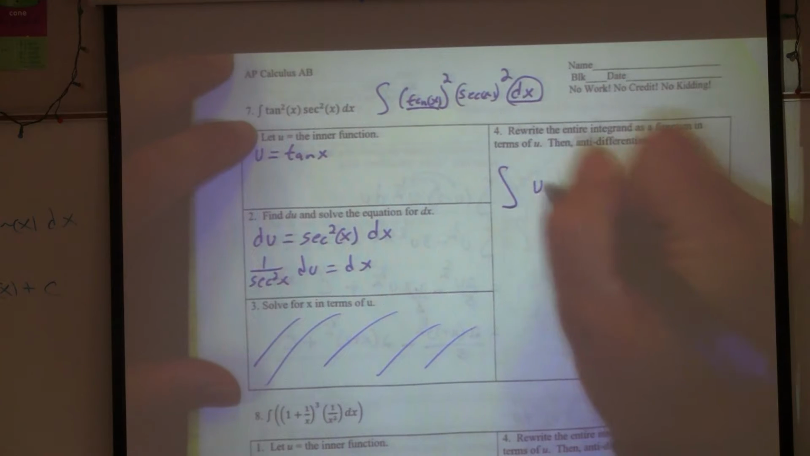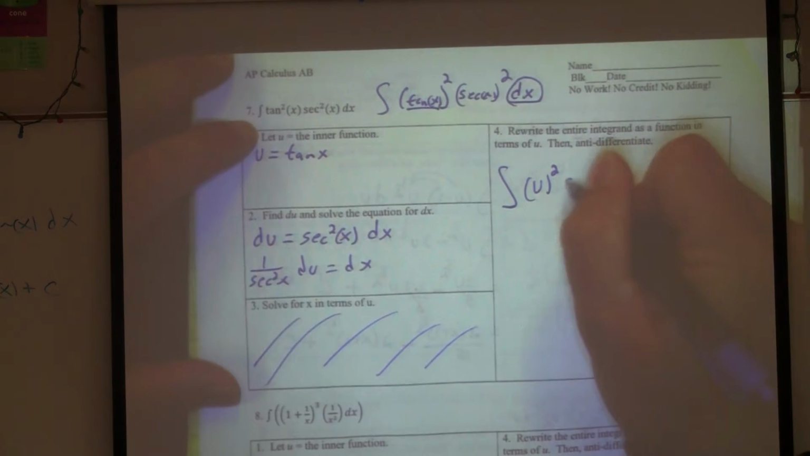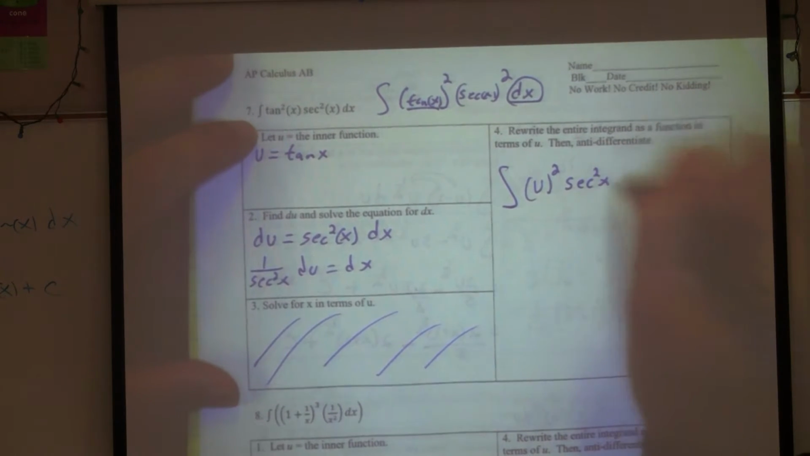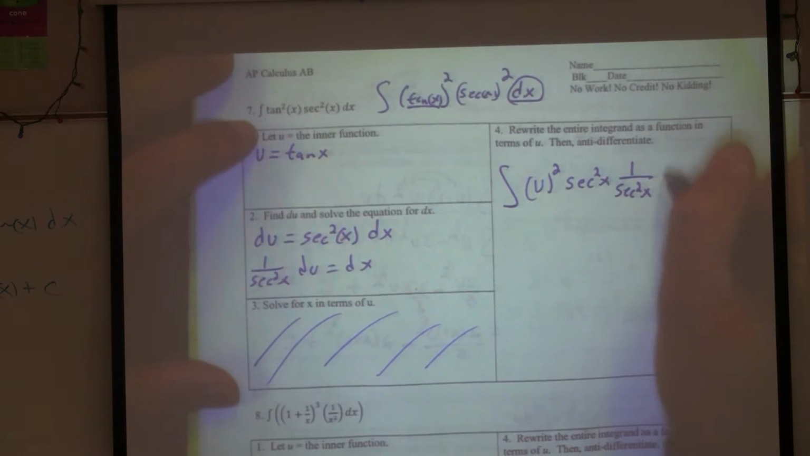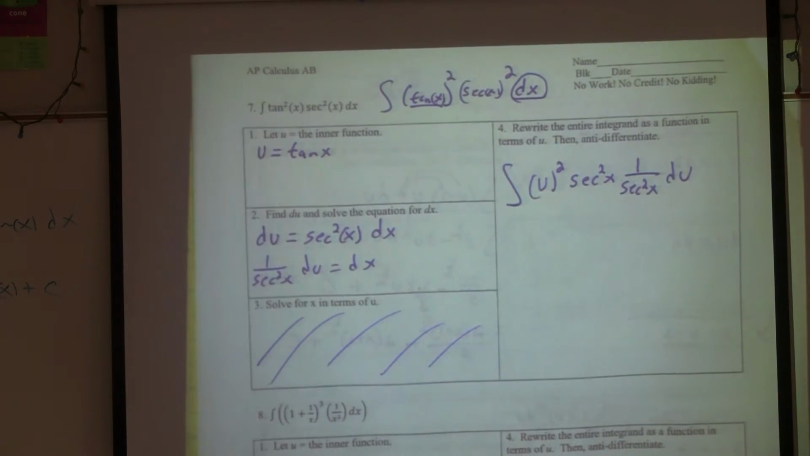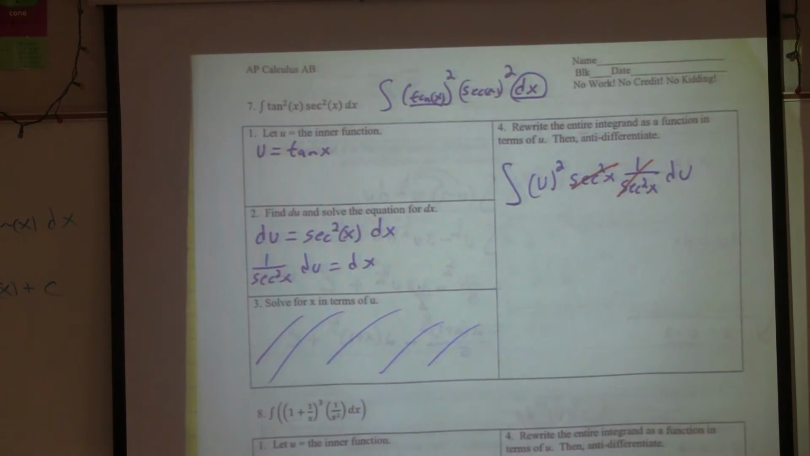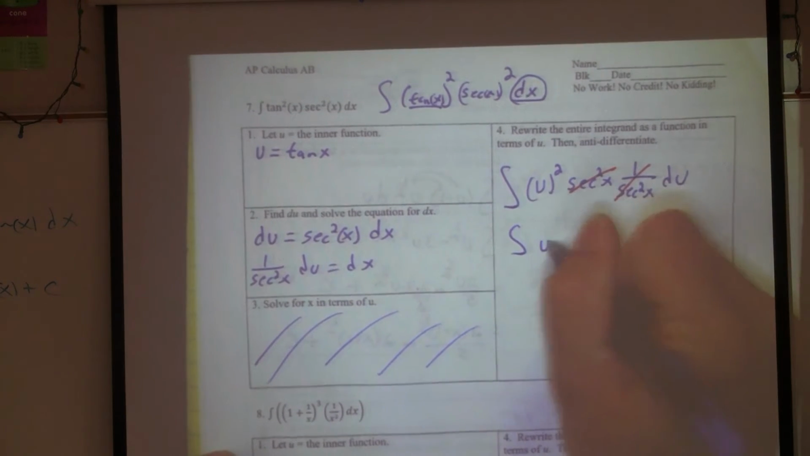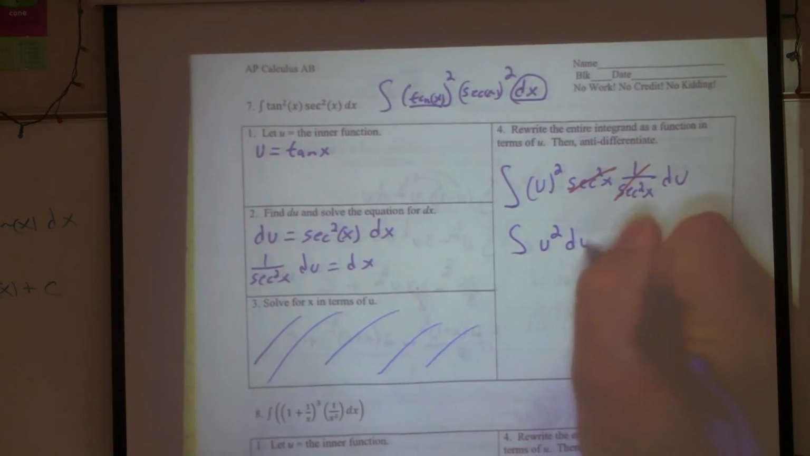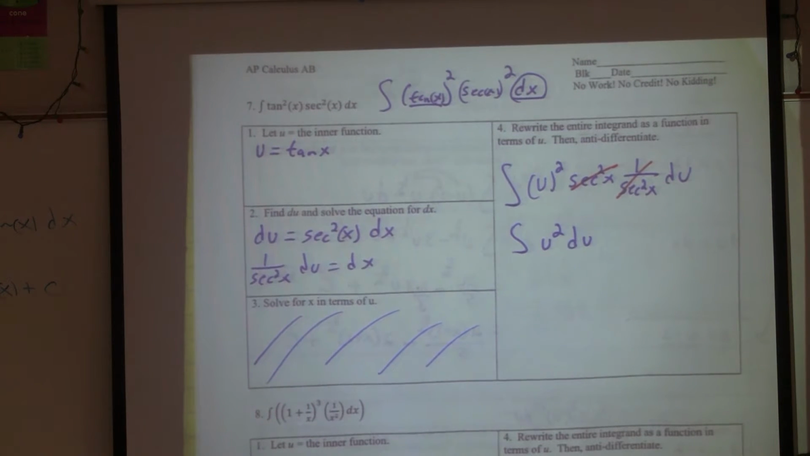So we're gonna have u squared times secant squared x, times 1 over secant squared x du. So is that secant squared gonna go away? Yay! Look at how easy of a problem it became in comparison to what it looked like at the beginning.